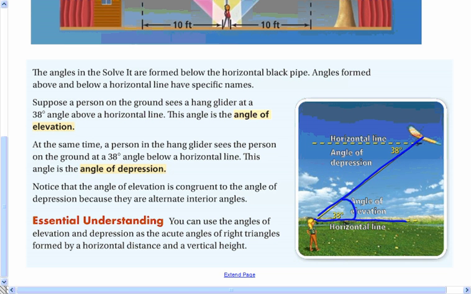An angle of depression is the angle between a horizontal line again, or an angle that's below a horizontal line. So if somebody's in the hang glider and looking at the person down below, then the angle of depression is that line there. And you should know this: the angle of elevation between 2 points and the angle of depression between 2 points are the same. And that's because of the alternate interior angles postulate.